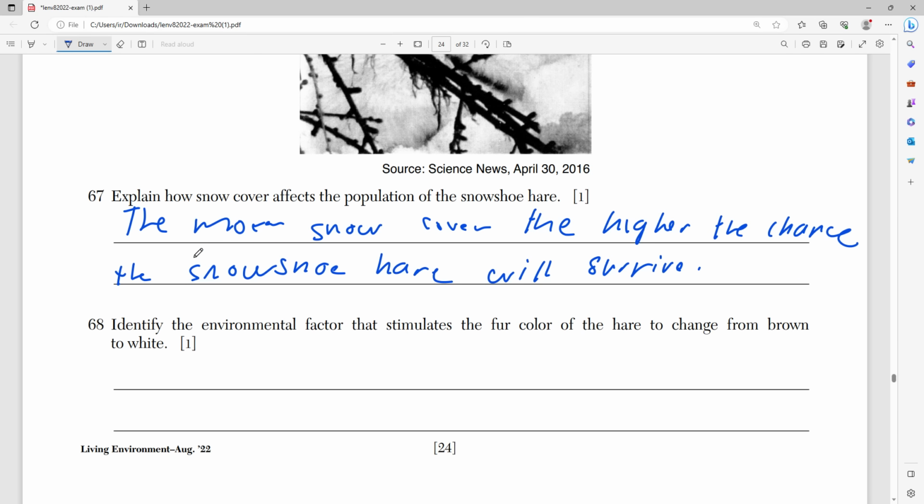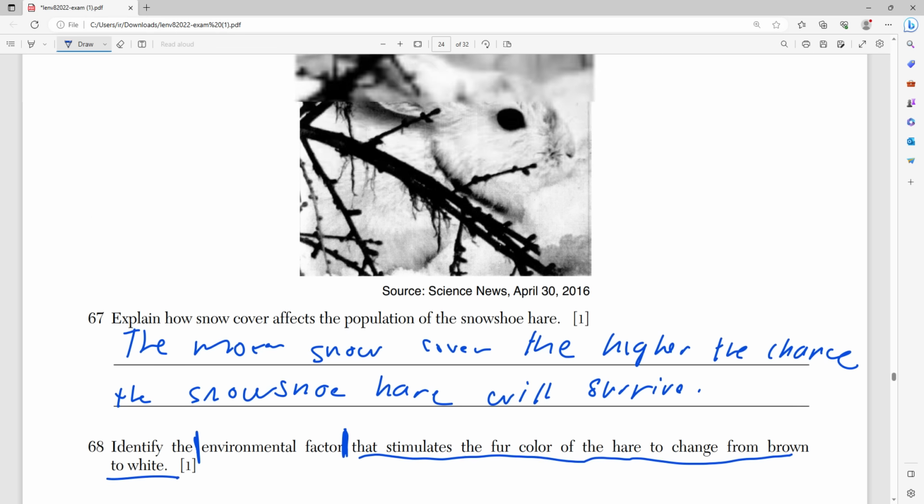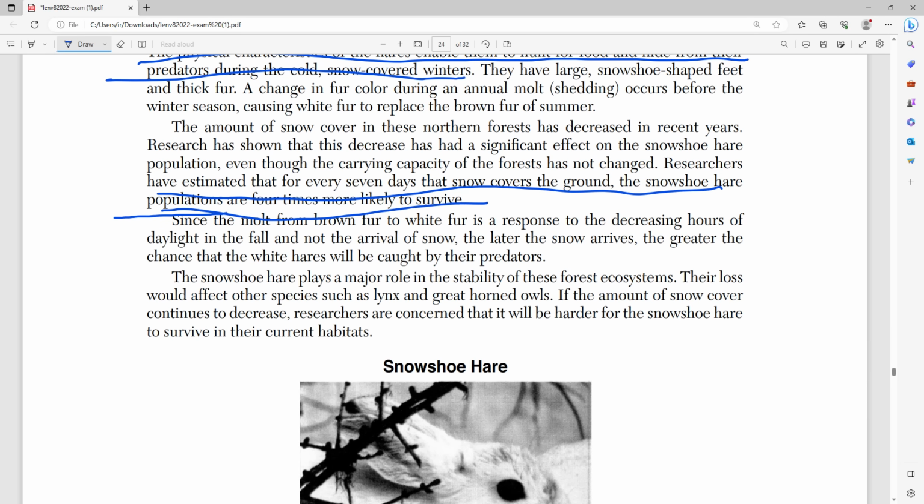And number 68 asks us to identify the environmental factor that stimulates the fur color of the hare to change from brown to white, right? So it's an environmental factor. So let's go back into the reading. It says that since the molt from brown fur to white fur is a response of decreasing hours of daylight in the fall and not the arrival of snow, the later the snow arrives, the greater the chance that white hares will be caught by their predators. Snowshoe hares play a major role in the stability of forest ecosystems. Their loss would affect species such as lynx and great horned owls. If the amount of snow cover continues to decrease, researchers are concerned that it'll be harder for snowshoe hares to survive in their current habitats, right?